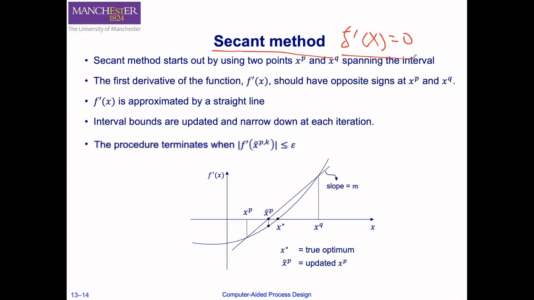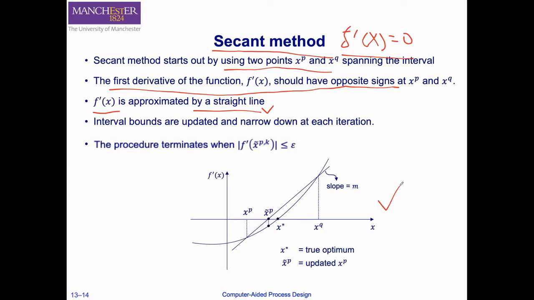To avoid the calculation of the second derivative, the secant method approximates the first derivative of the function f(x) by a straight line using 2 points. At these 2 points, the first derivative have opposite signs. Then the secant method uses the slope of this straight line to approximate the second-order derivative. This is the key idea of the secant method.